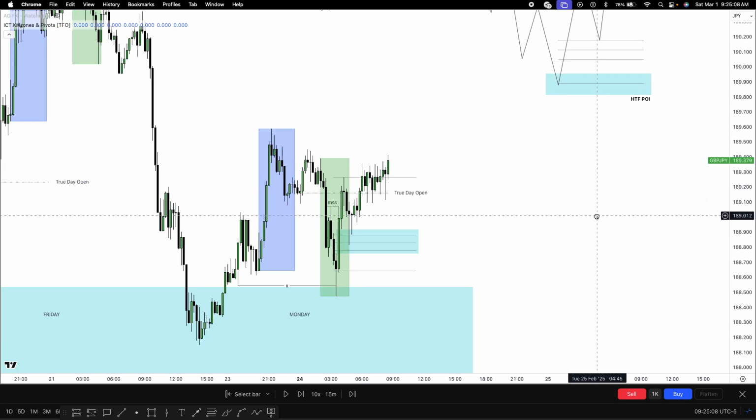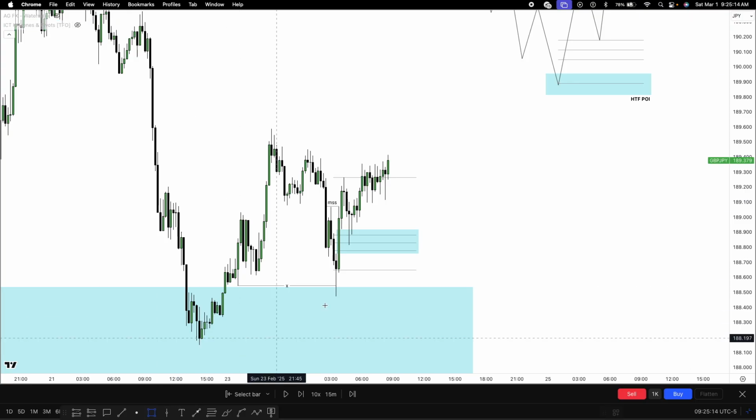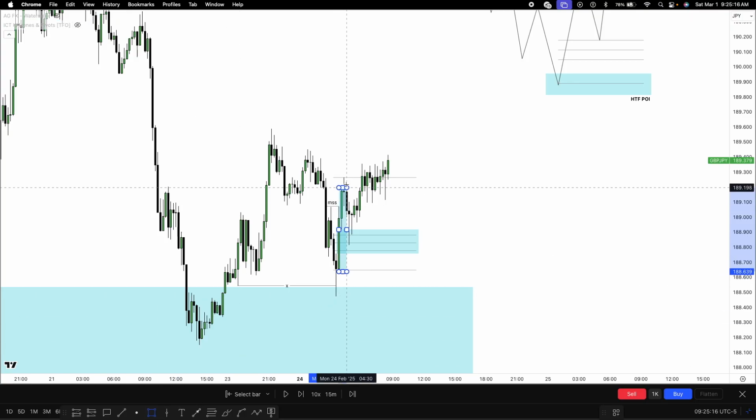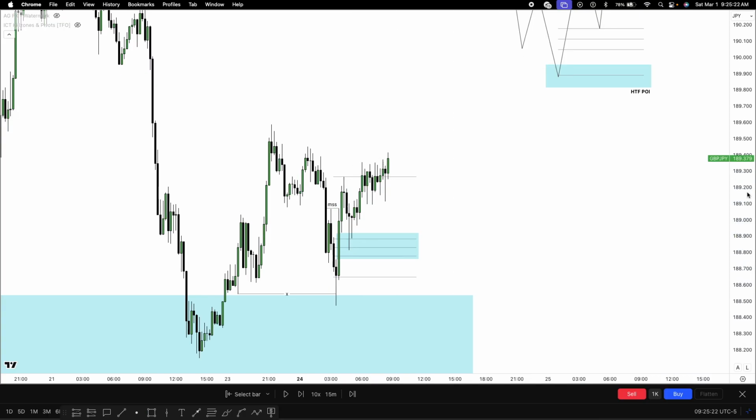Now, what do we see after Asian low is taken? Let me go ahead and clear this up right here. We had London displacement. So we had London displacement here, very nice London displacement. What's the next rule, Ron? What do you look for next?